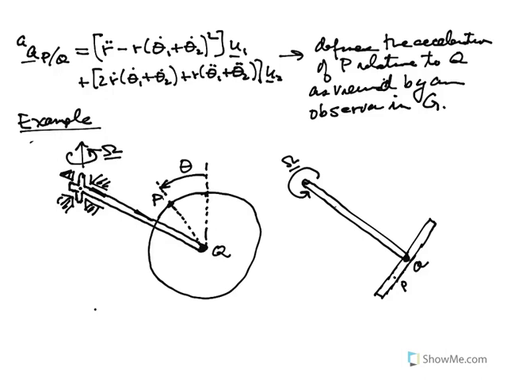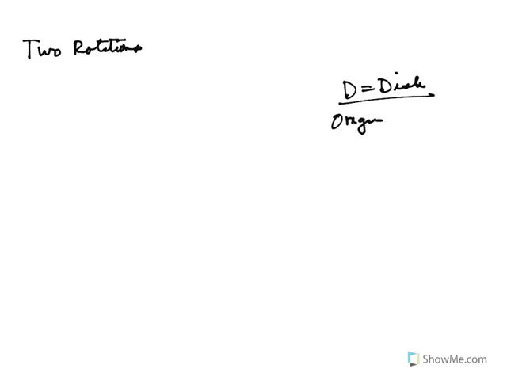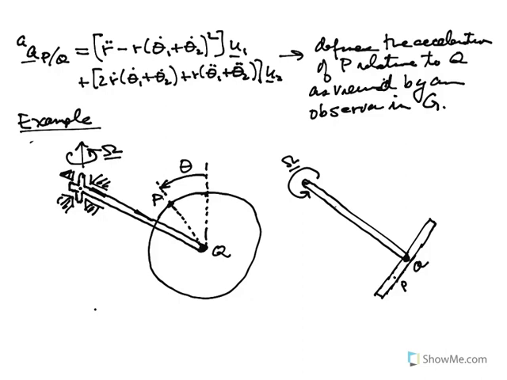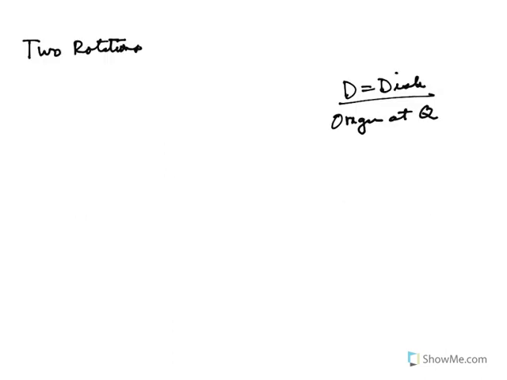Now, what we're going to do is describe this in terms of three coordinate systems because there are two rotations. So we have two rotations, so we need three frames and three coordinate systems. This time I'm going to start by going backwards. I'm going to say D is the disk. The origin of the coordinate system is going to be at point Q. Now, given that I've fixed point P to the disk, I'm going to put a direction. I'm going to call this direction U sub r. It's going to be along QP.